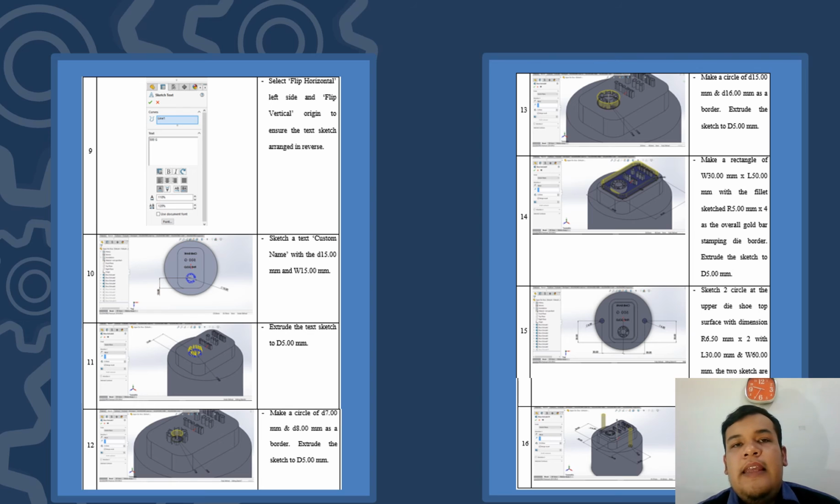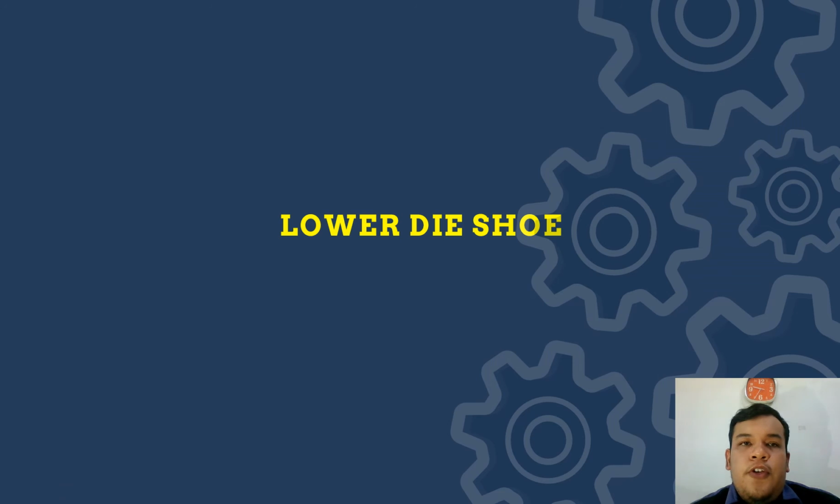Next, the important step of doing this part is the support rod. We need to sketch two circles with a radius of 6.5 mm and 60 mm width. The support rod is extruded to 35 mm of distance. For the lower die shoe, I would like to show the video in the making of the parts.